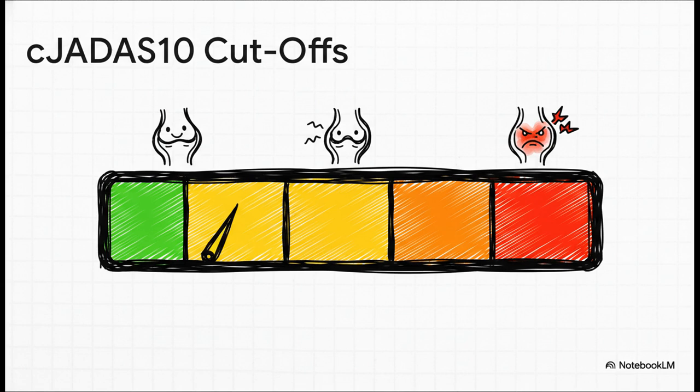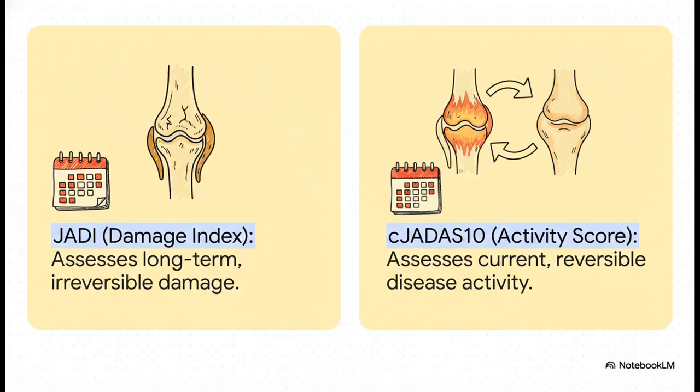Low disease activity is between 1.1 and 2.5. Moderate is 2.6 to 5.0, and a score greater than 5.0 signifies high disease activity. These scores directly inform your treatment decisions. It's critical to differentiate between assessing damage versus activity. The J-ADI, or Juvenile Arthritis Damage Index, is for long-term monitoring of irreversible damage. In contrast, the CJODIS-10 assesses current, reversible disease activity at each visit, and it's what guides your immediate therapeutic adjustments.